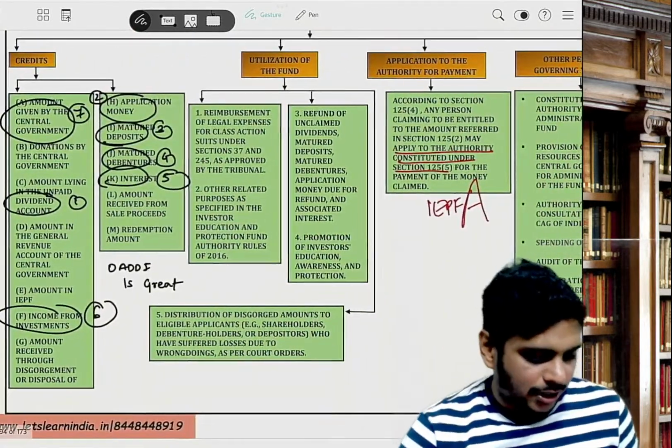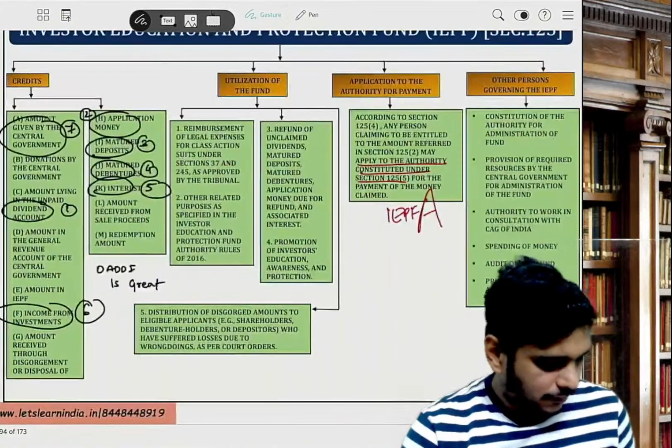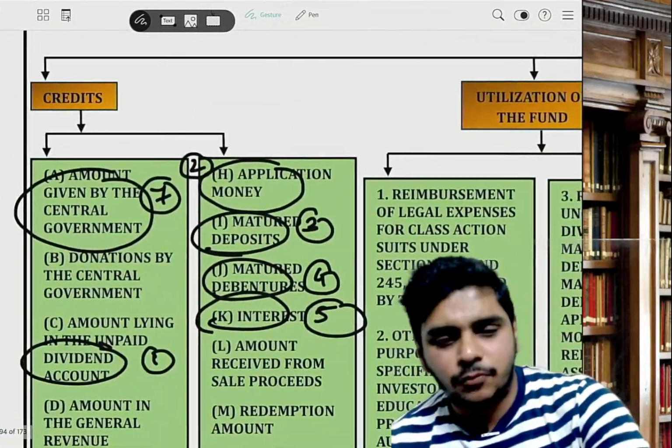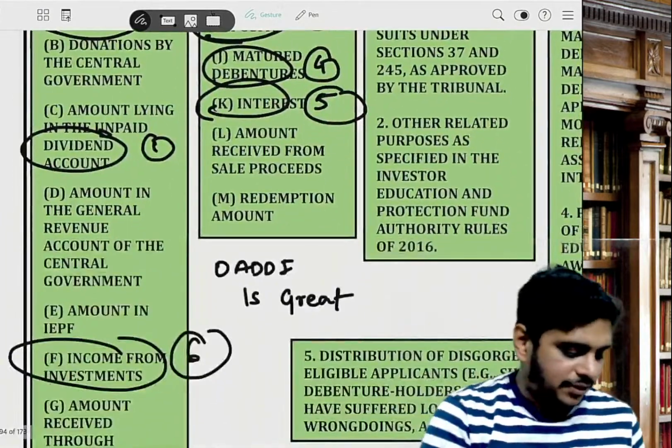Next answer is about IPF. If you remember IPF, 2 answers we have done from the book. What are the sources of IPF? We have written a code in the notes. You can check that: Dadi is great.